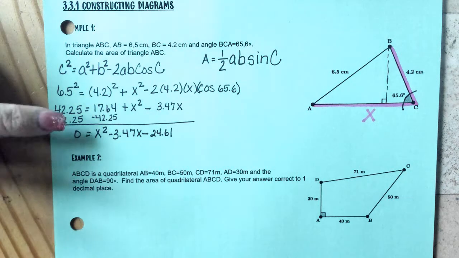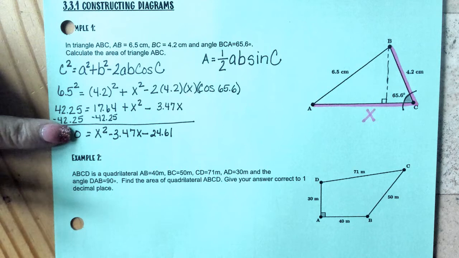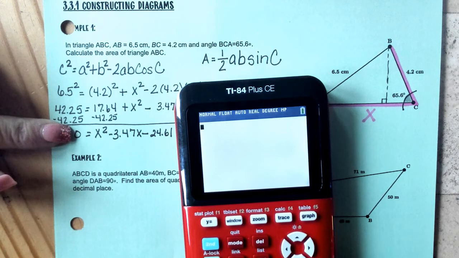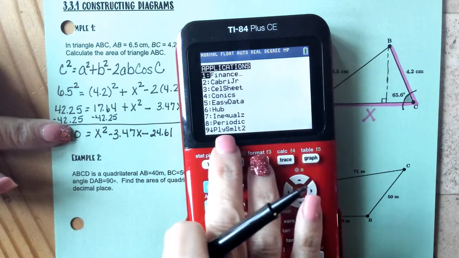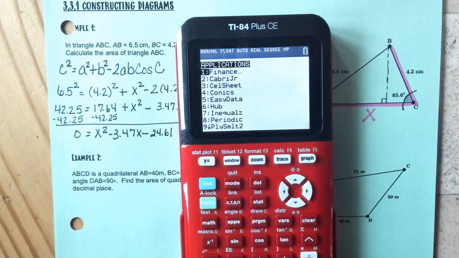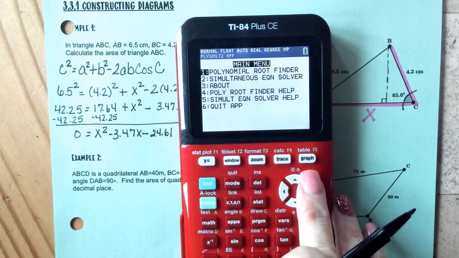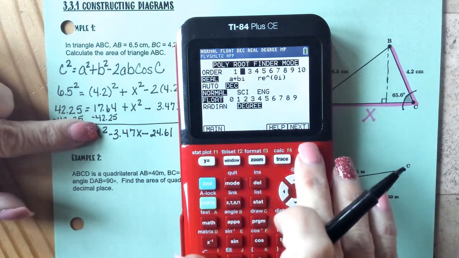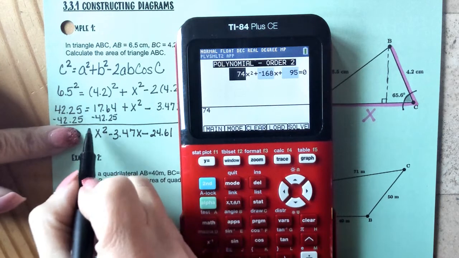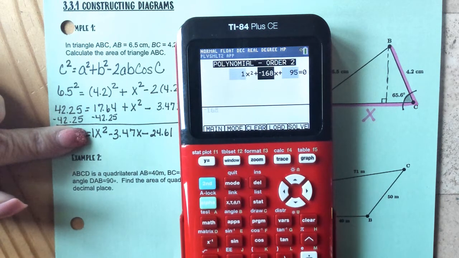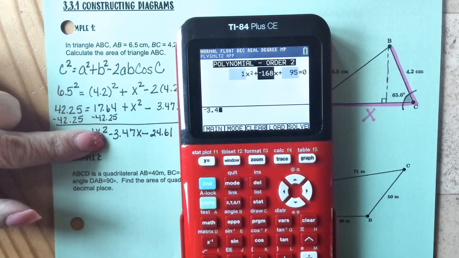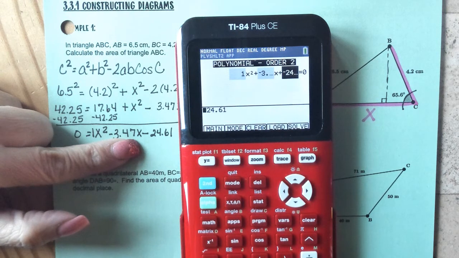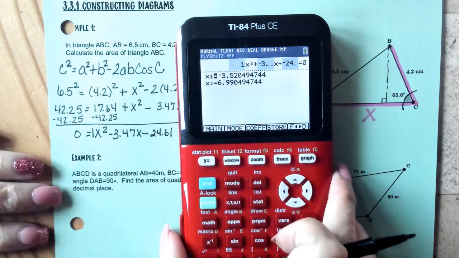Well, remember, anytime you get quadratics, especially these decimal ones, we're going to go to our polynomial solver. So we're going to go to our apps. You're going to find the one that says Polynomial Solver. Mine's number 9. Others of you had a different number, but as long as you have it on there, you're fine. We're going to do the Polynomial Root Finder, which is 1. The degree is 2, so I'm going to go to Next. And I'm just going to plug these in. So in front here is a 1. 1, enter, enter. Negative 3.47, enter, enter. Negative 24.61, enter, enter. I'm going to solve it, and I get 2 numbers.